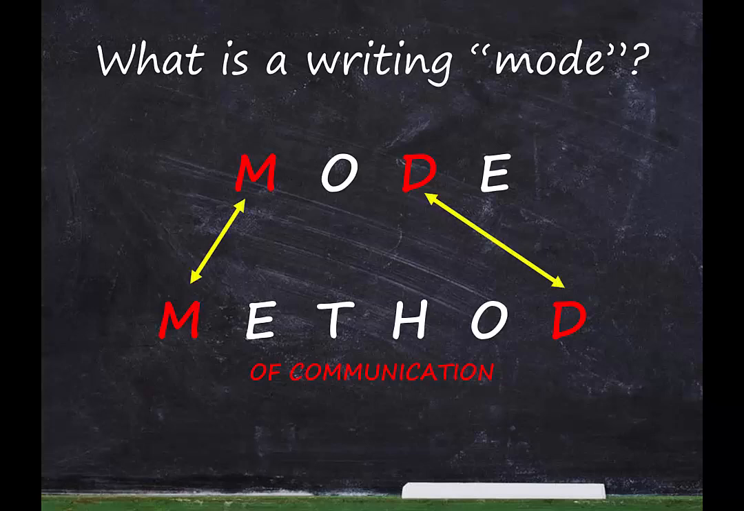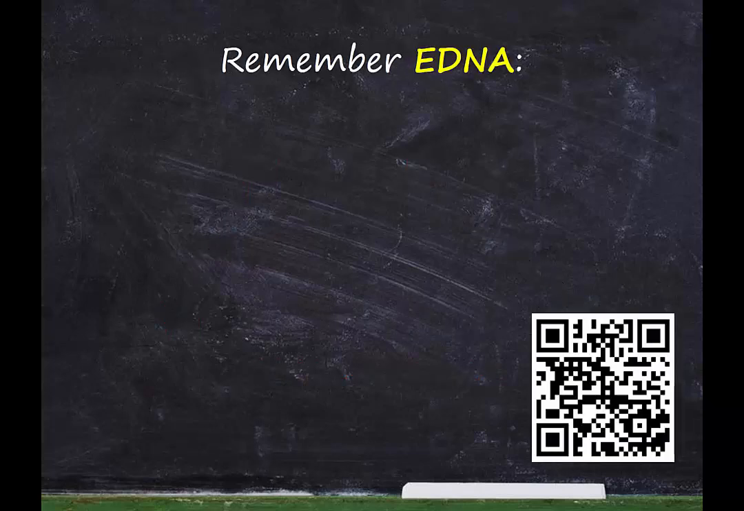When you sit down to write an essay, you have a point to communicate to your audience. What mode or method will you use to communicate that point? There are 4 modes of discourse that you might use. You can remember them with the acronym EDNA. I got this from the Purdue Online Writing Lab website, which you can access with the QR code below.